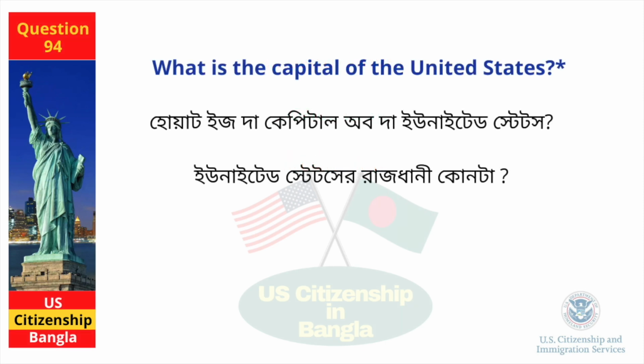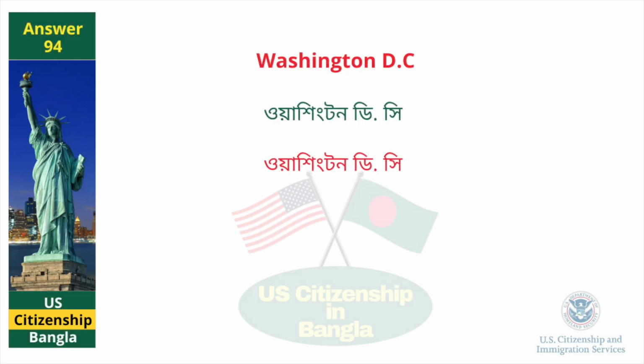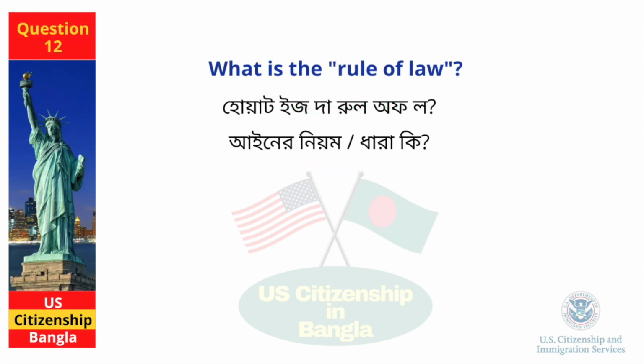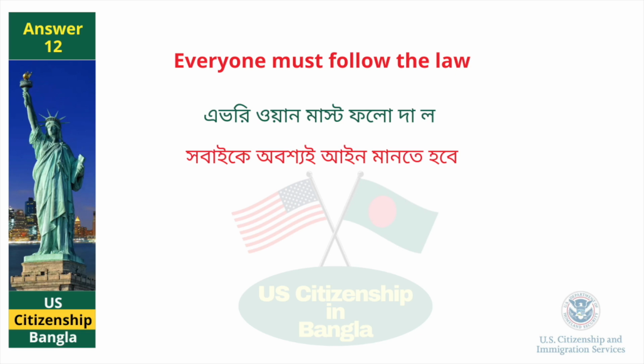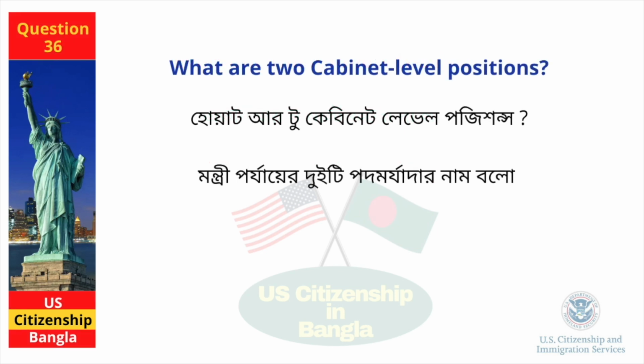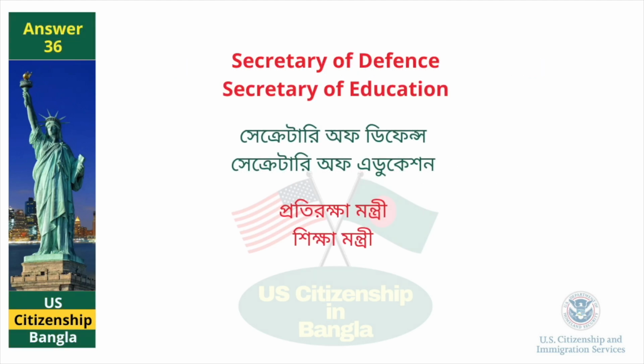What is the capital of the United States? Washington, D.C. What is the rule of law? Everyone must follow the law. What are two cabinet level positions? Secretary of Defense, Secretary of Education.